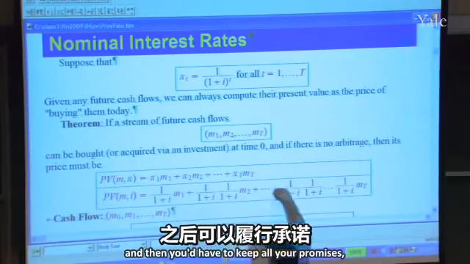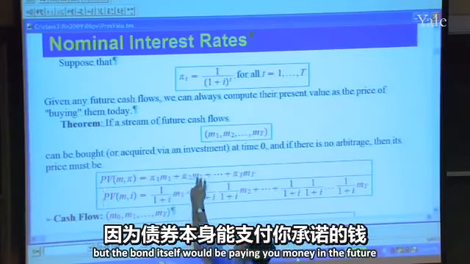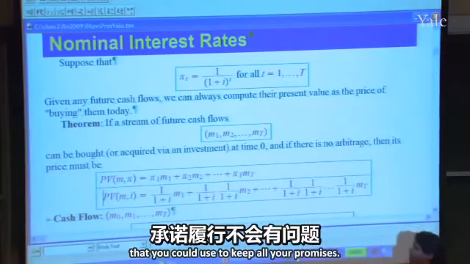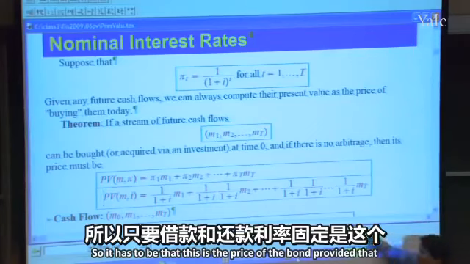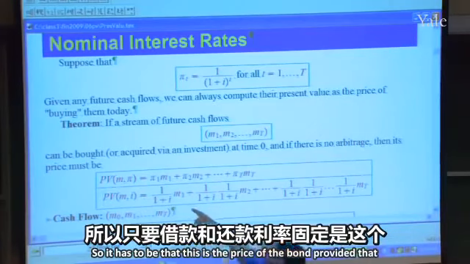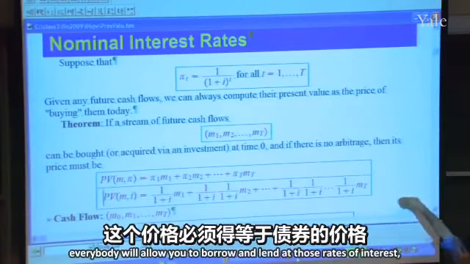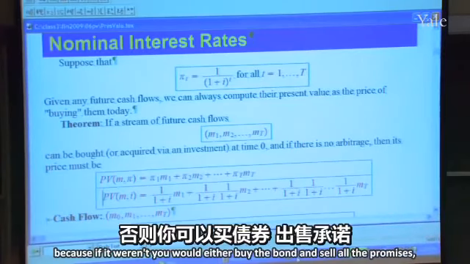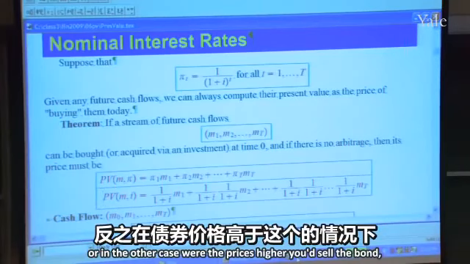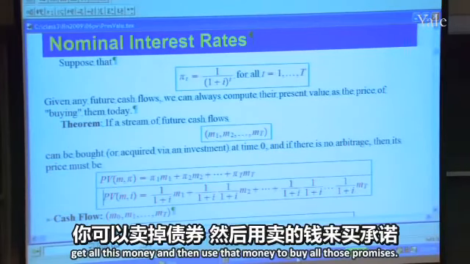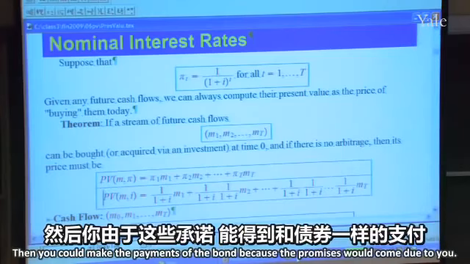Okay, then you'd have to keep all your promises. But the bond itself would be paying you money in the future that you could use to keep all your promises. So it has to be that this is the price of the bond, provided that everybody will allow you to borrow and lend at those rates of interest. Because if it weren't, you would either buy the bond and sell all the promises, or in the other case where the price is higher, you'd sell the bond, get all this money, and then use that money to buy all those promises. Then you could make the payments of the bond because the promises would come due to you.